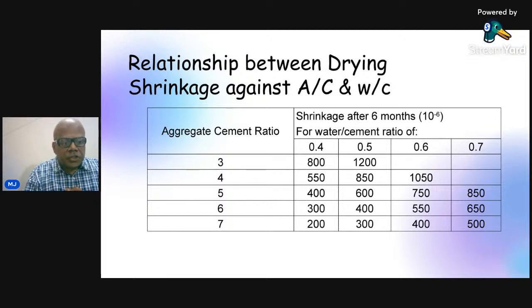So the aggregate to cement ratio is on one side, and we have seen that cement paste undergoes immediate volume change. Aggregates do not undergo volume change. So who is the main cause of shrinkage? The cause is our cement paste. As we discussed, after plastic shrinkage has happened, we now go to drying shrinkage. And drying shrinkage continues, and it reaches certain huge values over the period.